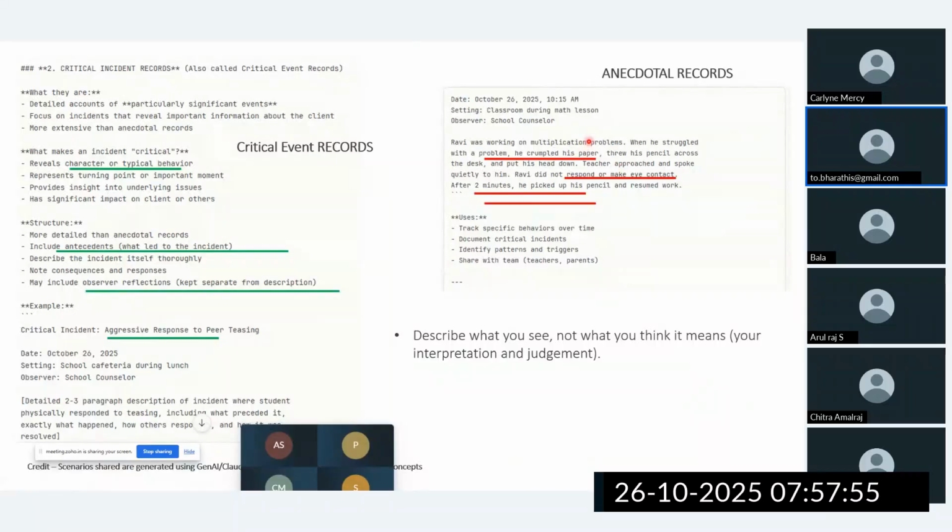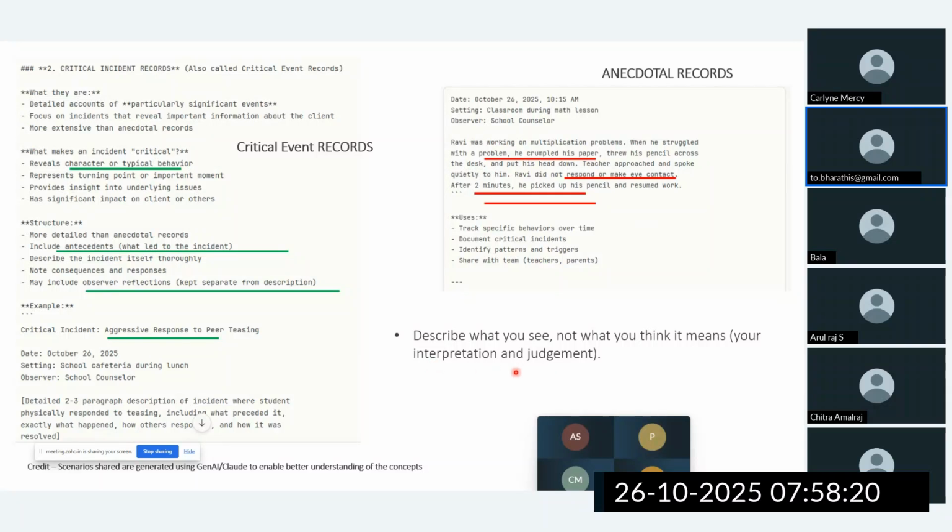If you see here, this is an anecdotal record. The person has written that he crumpled the paper, he didn't make eye contact, and they have also noted that he picked up the pencil and resumed work. There was boredom that happened, right? So that is something at a very high level. And here again you can see there is no interpretation.